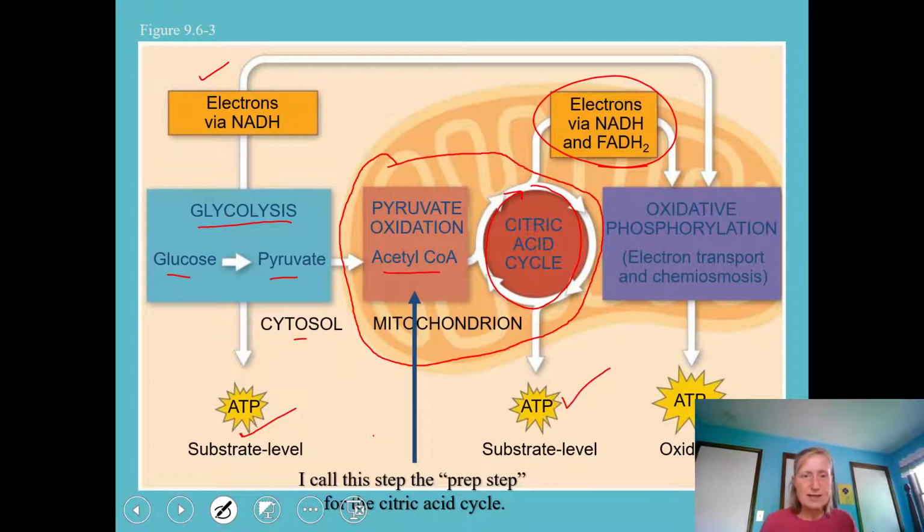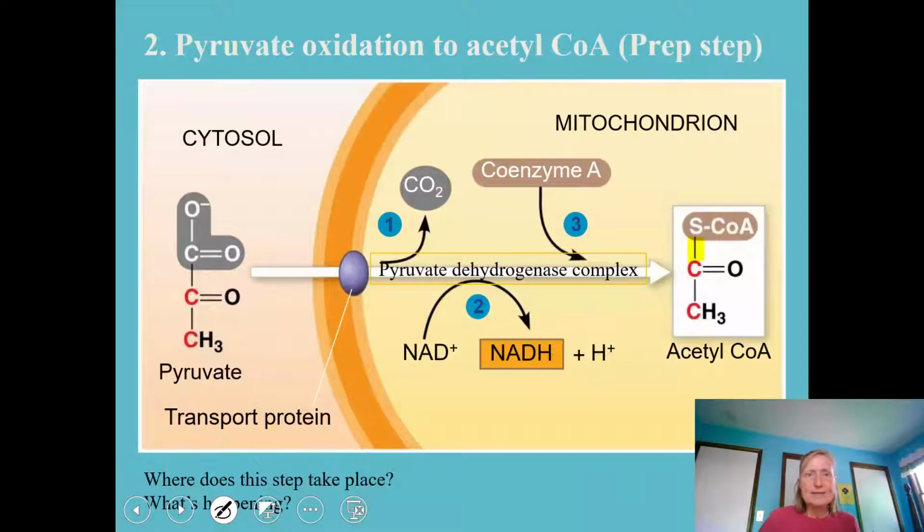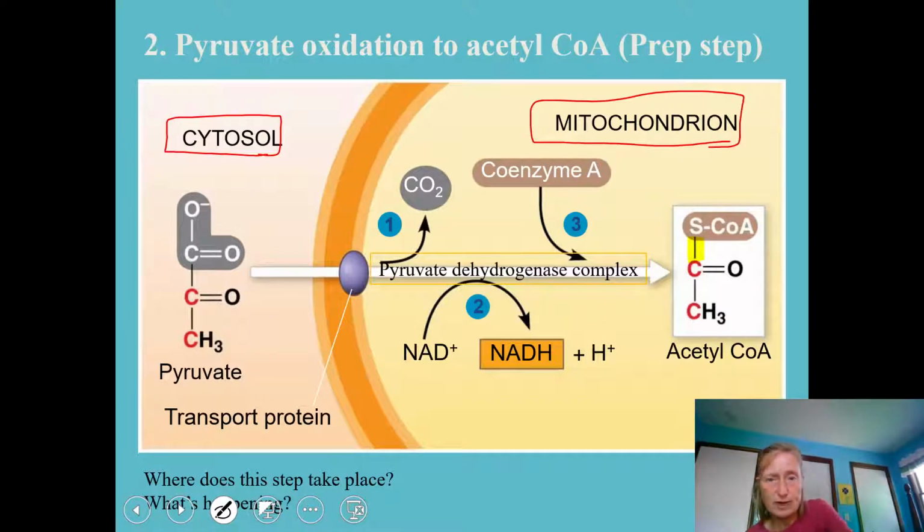Okay, let's get started. Let's look first at this step called pyruvate oxidation. So when pyruvate is made out here in the cytosol, it has to move into the matrix of the mitochondrion for pyruvate oxidation to happen. Here's a slide of pyruvate oxidation, and it looks a little intimidating. Let's look at it a little bit. So on the left, we've got our pyruvate molecule out in the cytosol. It has to move into the matrix of the mitochondria through a transport protein.